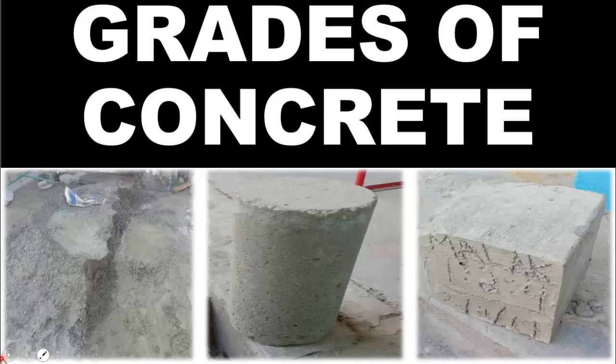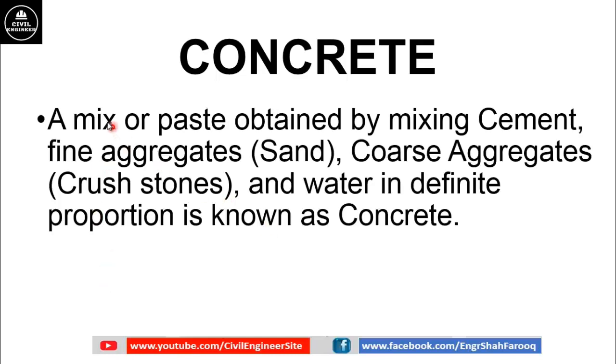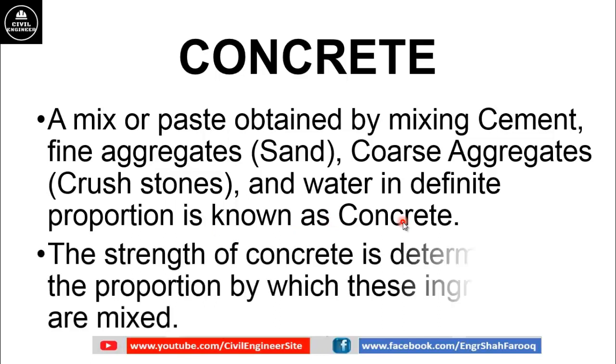Let's start today's discussion. First we will discuss what is concrete. A mix or paste obtained by mixing cement, sand, coarse aggregate or crushed stones and water in definite proportion is known as concrete. The strength of concrete is determined by the proportion by which these ingredients are mixed. Keeping other factors constant, the strength of concrete is directly proportional to the quantity of cement in a concrete.